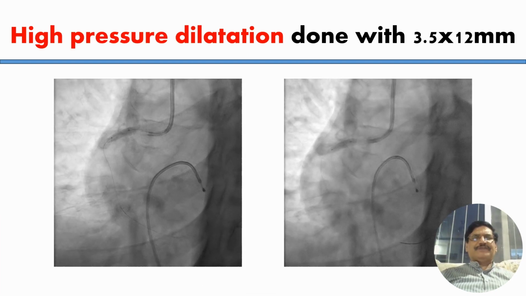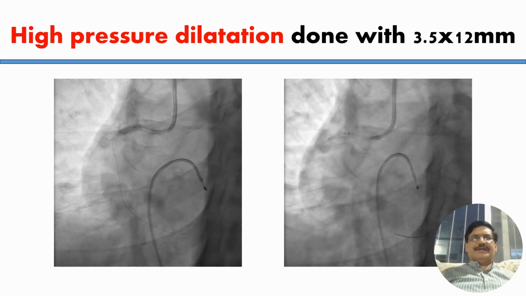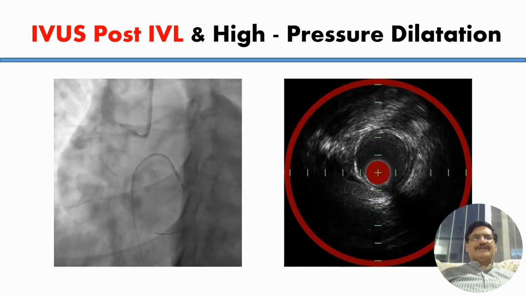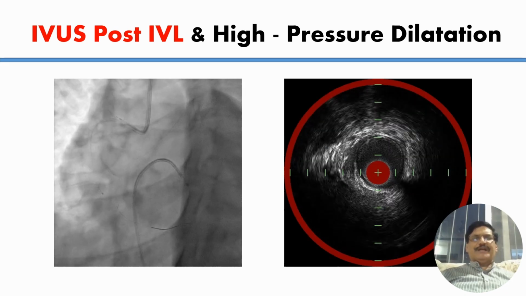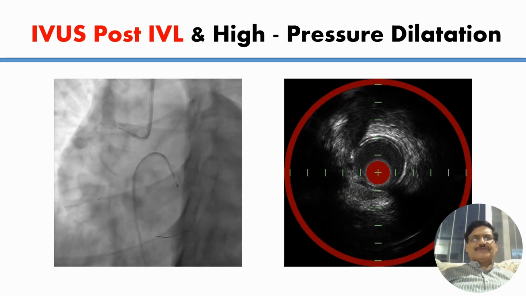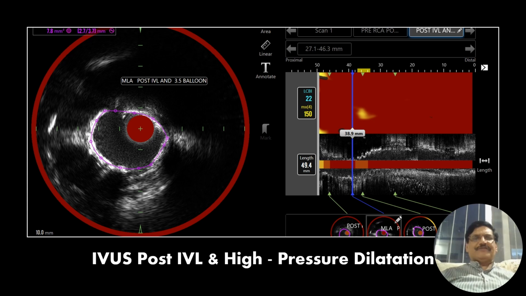Subsequently we did high pressure dilatation with a 3.5 x 12 millimeter NC balloon. And then intravascular ultrasound after high pressure dilatation with NC as well as the OPN balloon, to almost 28 to 30 atmospheres, revealed that the calcium was fractured. Previously the catheter was hugged by the napkin ring; now the luminal gain is almost 7.8 square millimeters, very nicely dilated, with maximal luminal gain post IVL as well as high pressure dilatation.